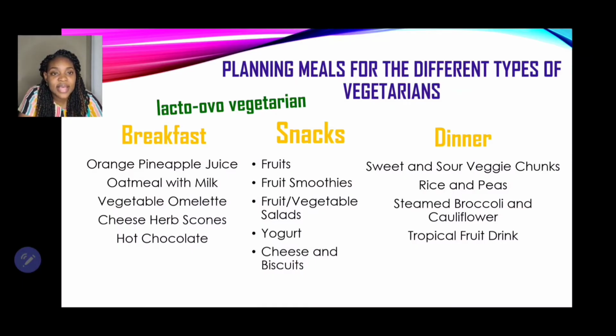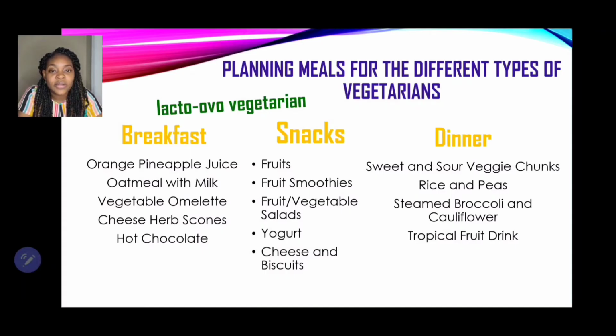Now the snacks are similar to the lacto vegetarian, where we have the fruit smoothies, vegetable or fruit salad, the yogurt, the cheese, and the biscuits. Now let's take a look at the dinner menu. So we have sweet and sour veggie chunks, rice and peas, steamed broccoli and cauliflower, and also a tropical fruit drink, right? Now remember that the drink is always optional, and this is a one course dinner menu, right?